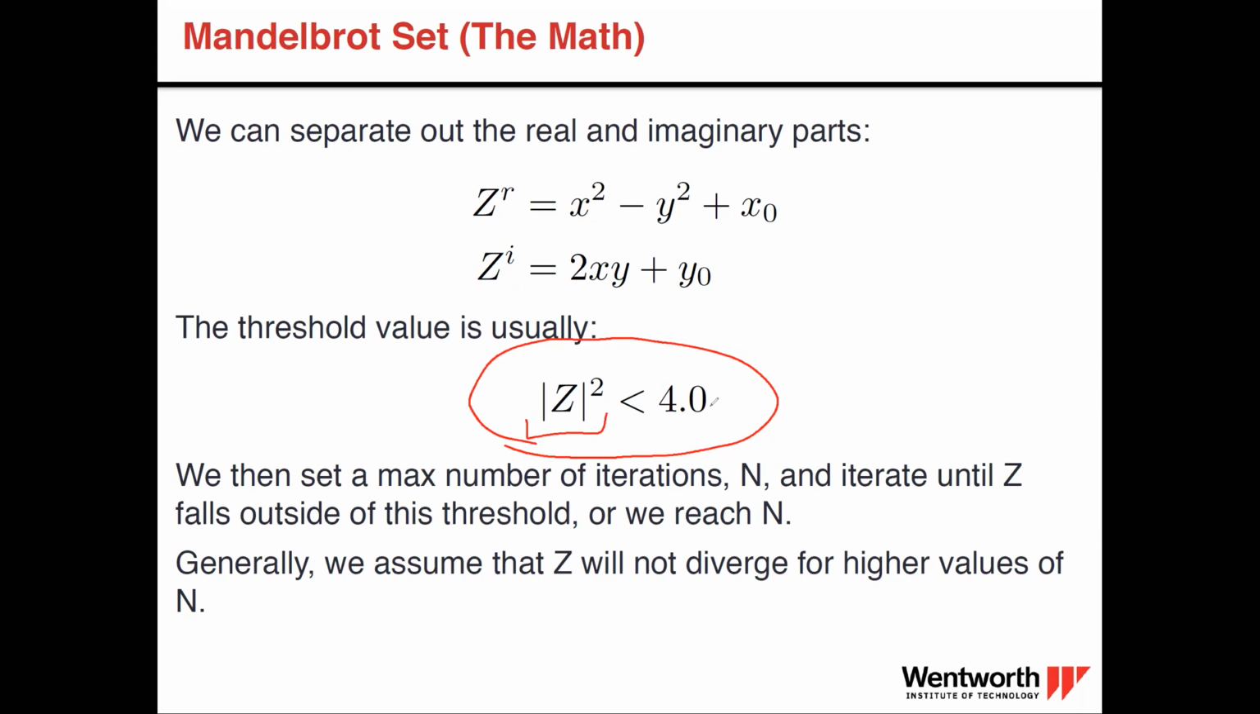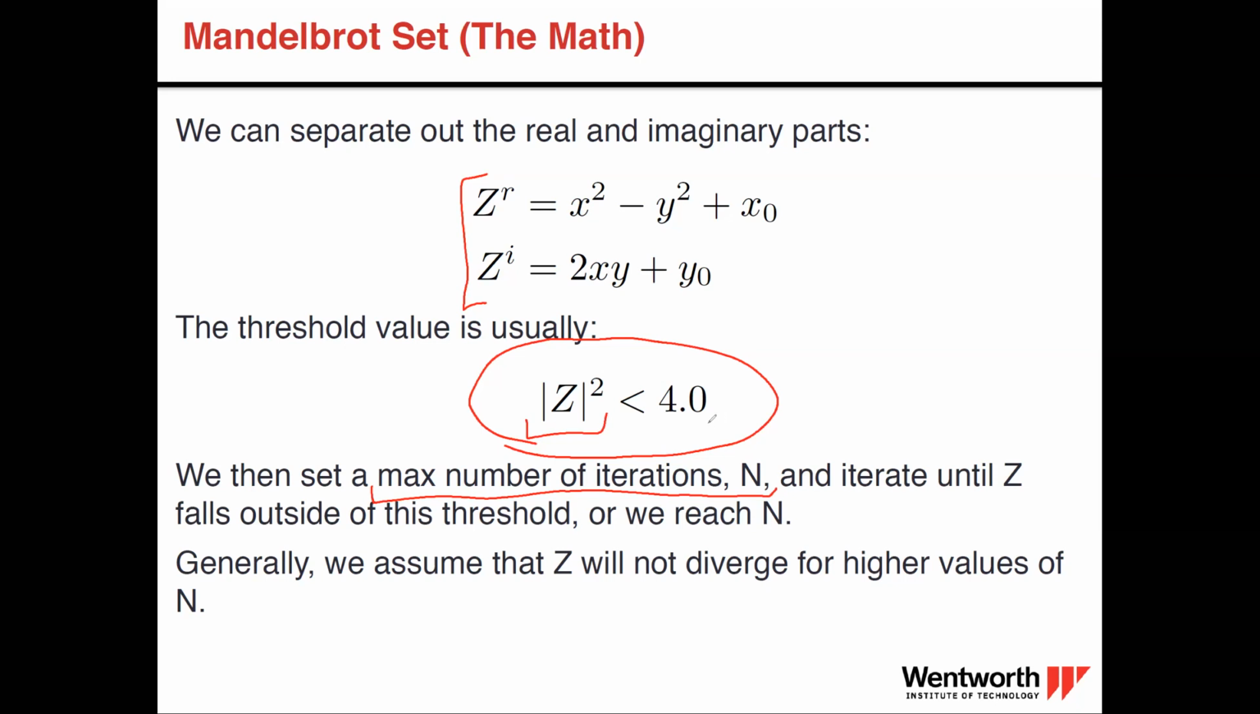But we just keep going and going and going. And you stop whenever you reach some maximum number of times you run through that equation, which we're going to set, or until Z falls out of this region. That's what we do. We just run that equation, basically this set of equations here. We run those until the magnitude squared is greater than 4.